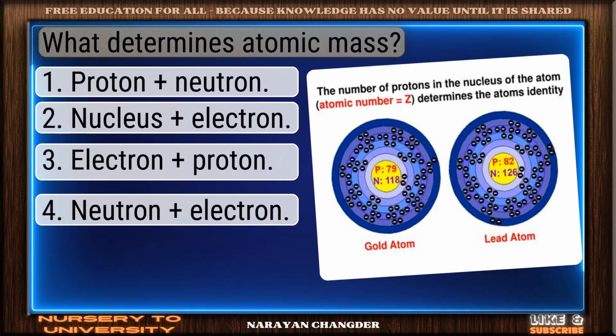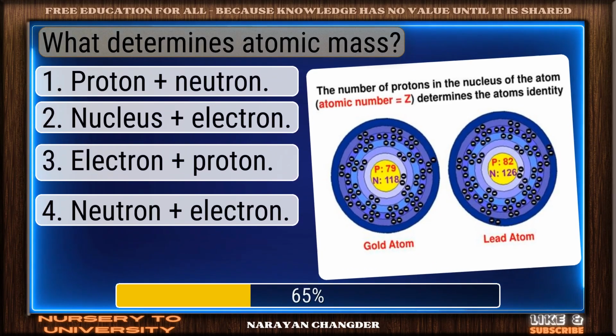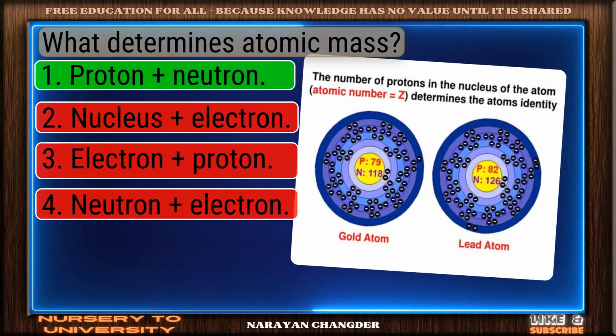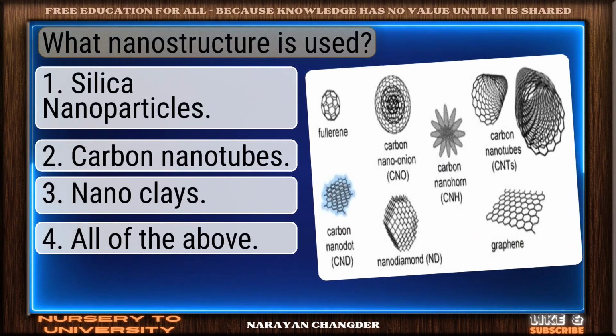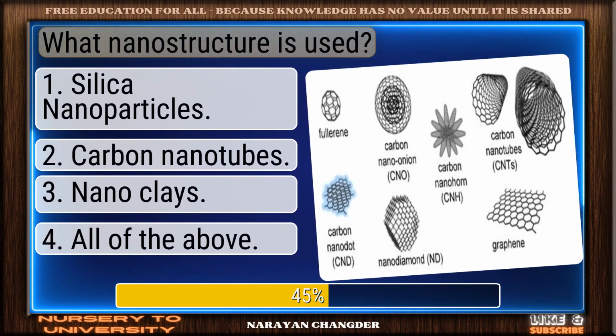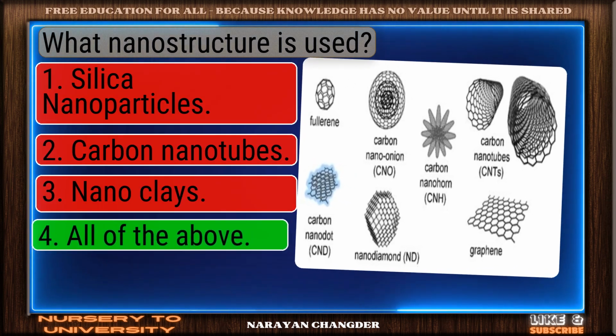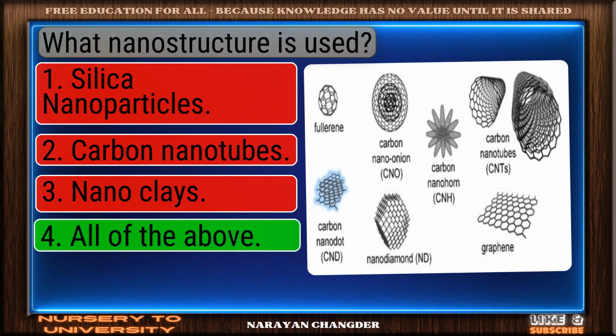What determines atomic mass? Perfect. Proton plus neutron is the correct choice. What nanostructure is used? Right again. All of the above is a valid answer.